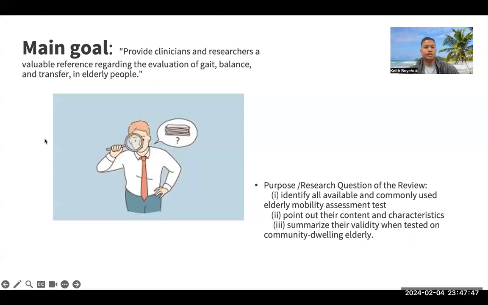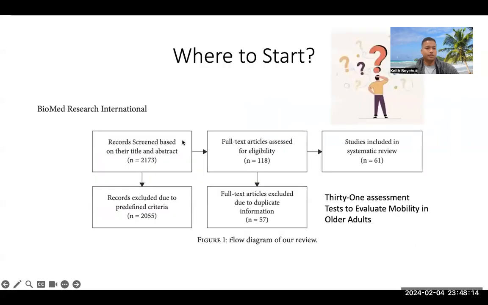The main goal of this article is to provide clinicians and researchers valuable references regarding evaluation of gait, balance, and transfers in elderly people. Specifically, it aims to identify all available and commonly used current assessment tests, their characteristics, the contents, and the validity in which these tests are being performed.